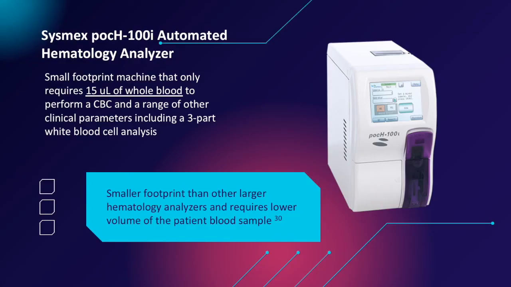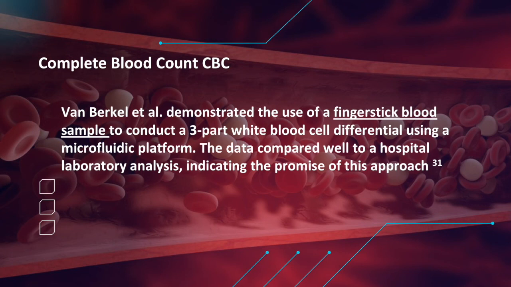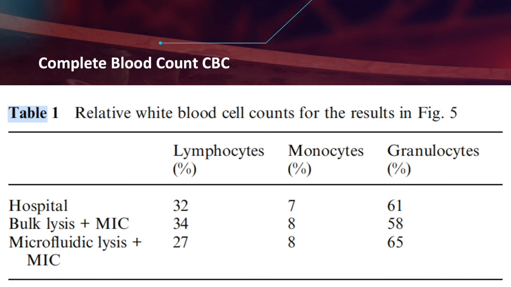The Sysmex POC 100i automated hematology analyzer is a small footprint machine that only requires 15 microliters of whole blood to perform a CBC and a range of other clinical parameters, including a 3-part white blood cell analysis. This study demonstrated the use of a finger-stick blood sample to conduct a 3-part white blood cell differential using a microfluidic platform. The results table shows similar percentages detected for lymphocytes, monocytes, and granulocytes compared to a hospital laboratory analysis.